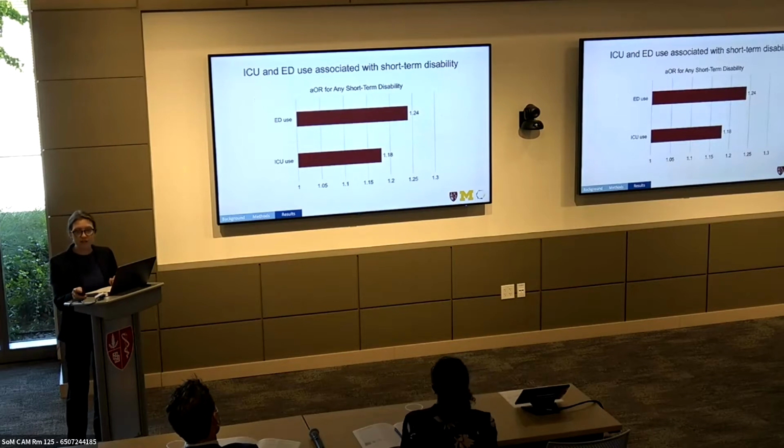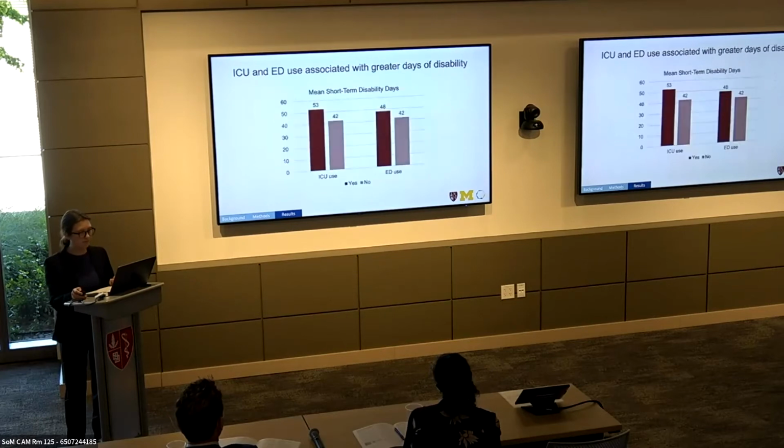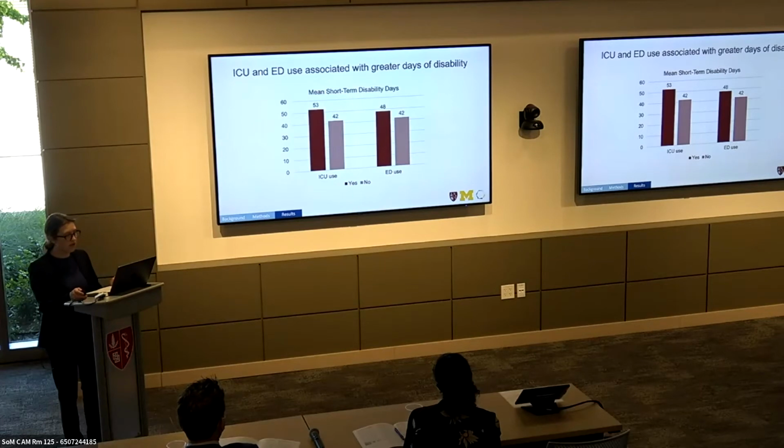We also found that ICU and ED use were associated with any short-term disability use, for an adjusted odds ratio of 1.24 for ED use and 1.18 for ICU use. ICU and ED use were also associated with greater days of disability, an increase of 11 days if the patient was admitted to the ICU, and 6 days if the patient was admitted to the ED.